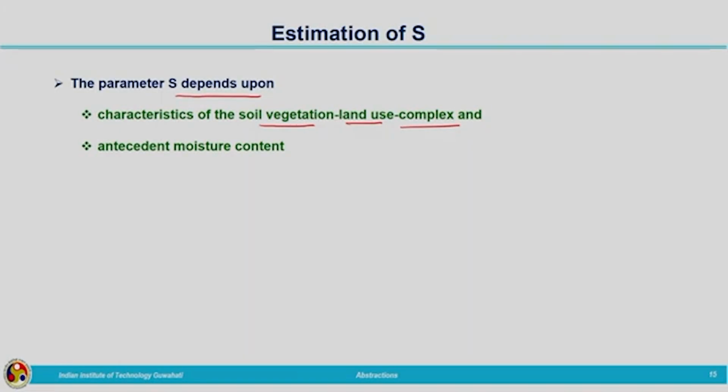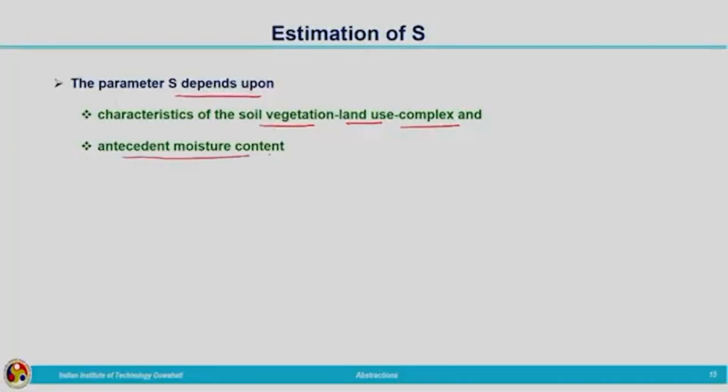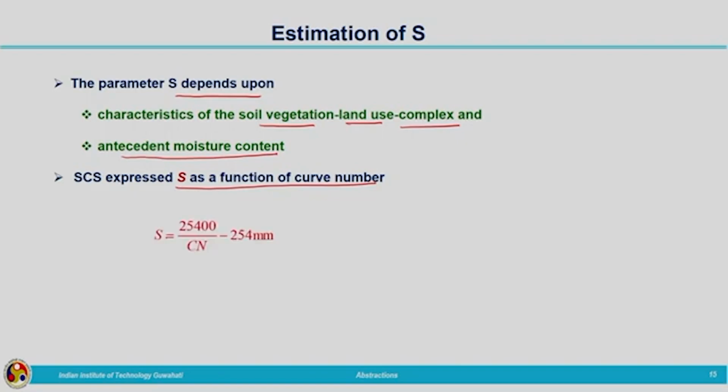And also one more thing, how much the potential retention will be depends on the moisture content prevailing in the soil at a particular moment. So, that is what is termed as the antecedent moisture content. So, the parameter S depends on the soil, land use properties and also the antecedent moisture content. So, SCS expressed S as a function of curve number. Curve number is a dimensionless number which is derived under this method, and S can be written as 25,400 divided by CN minus 254.